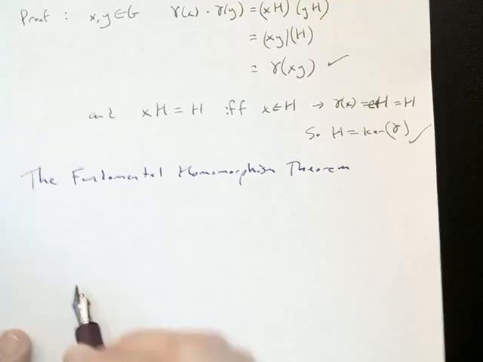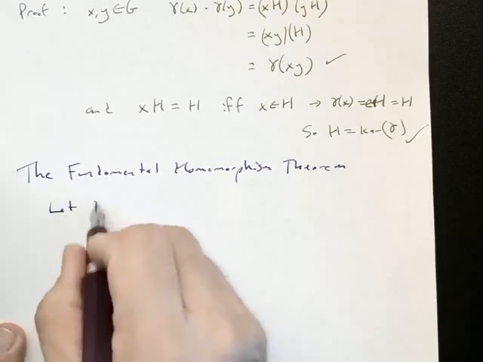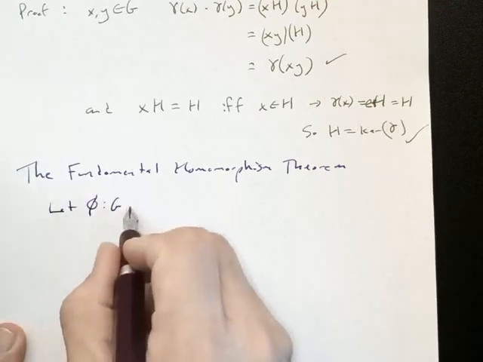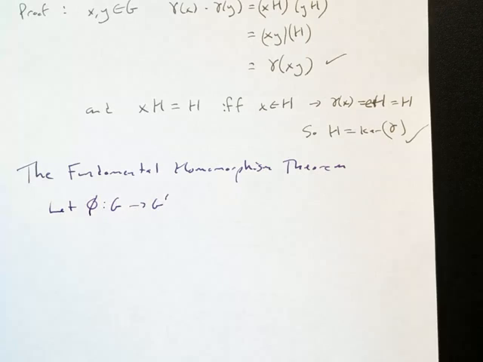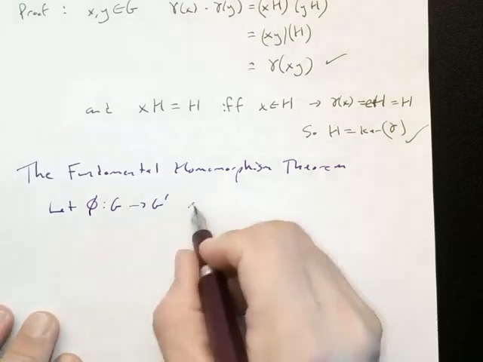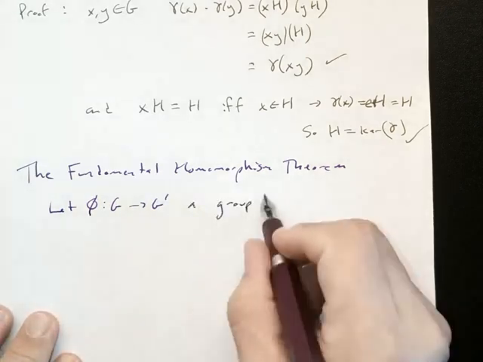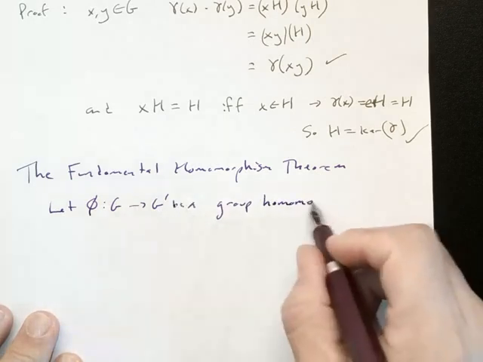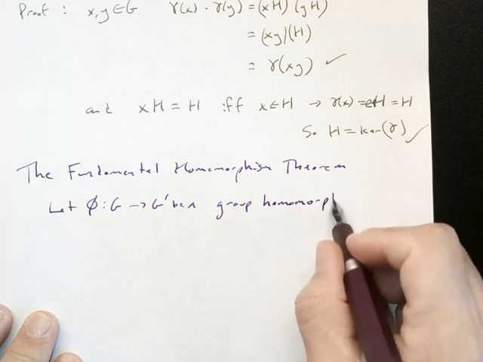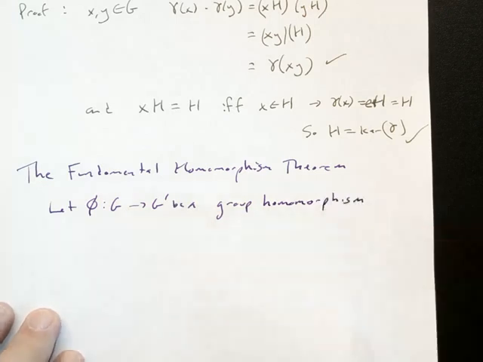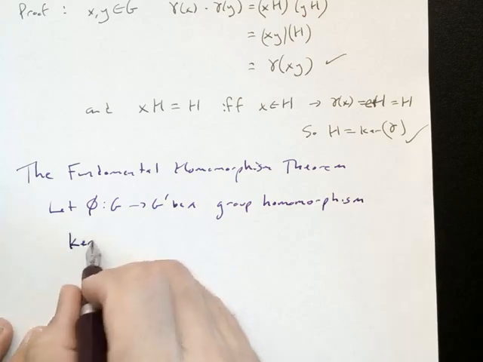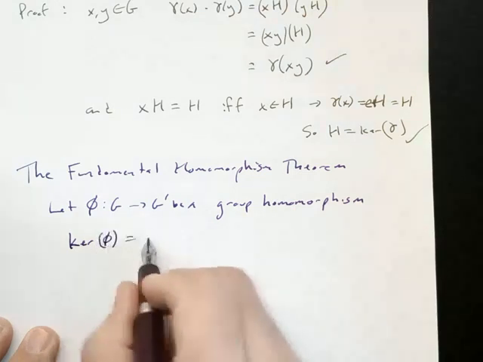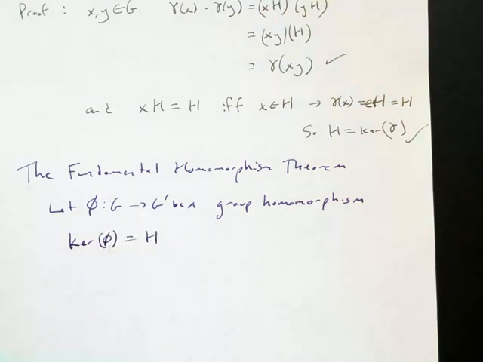We're going to start with some homomorphism, phi from group G to group G prime. Because it is a group homomorphism, it has a kernel. Let's take that kernel and we will call it H.